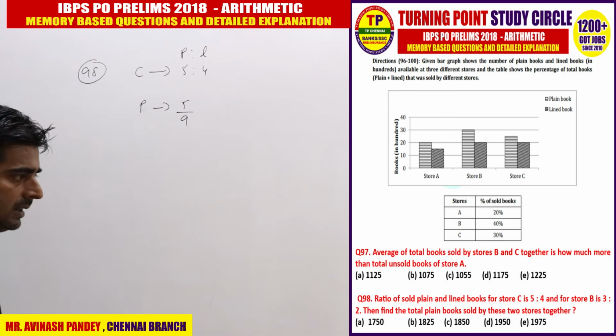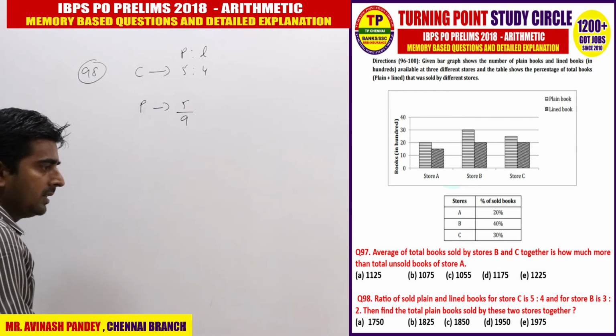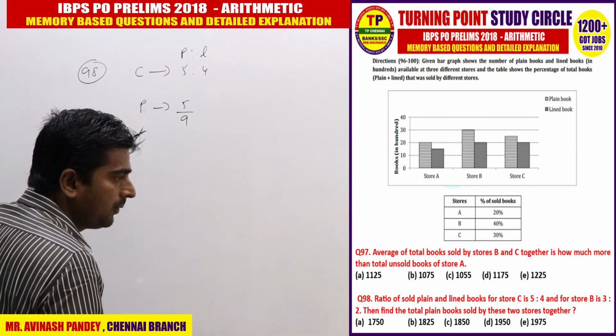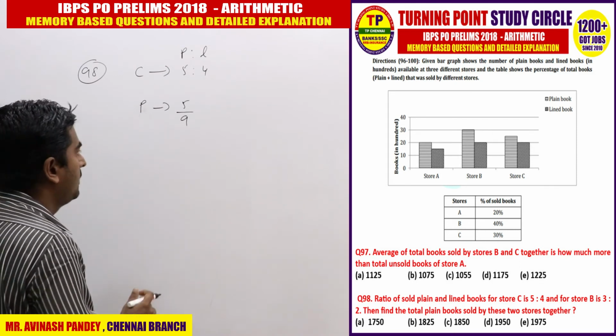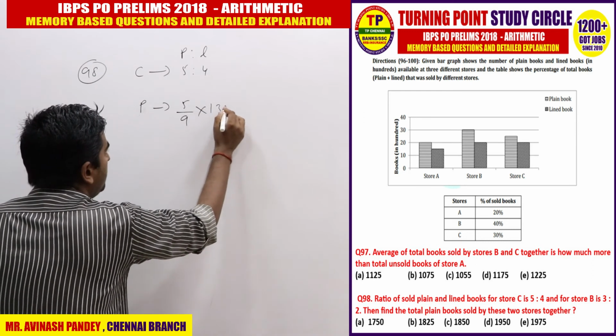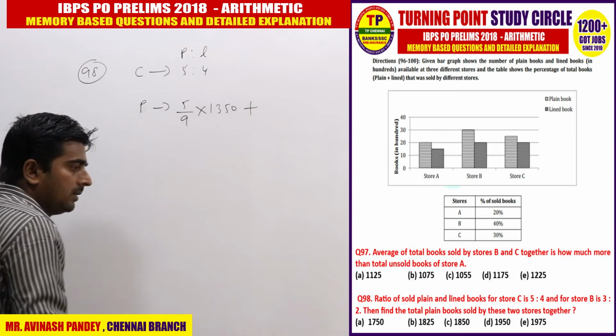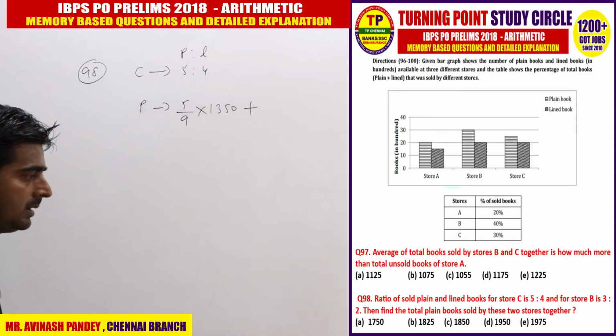And just now we have seen in store C, what is the total value? It is nothing but 25 plus 20, 45. 30% of 45 is 1350. Right, here 1350. Second case, what they have given here, store B is nothing but 3:2.